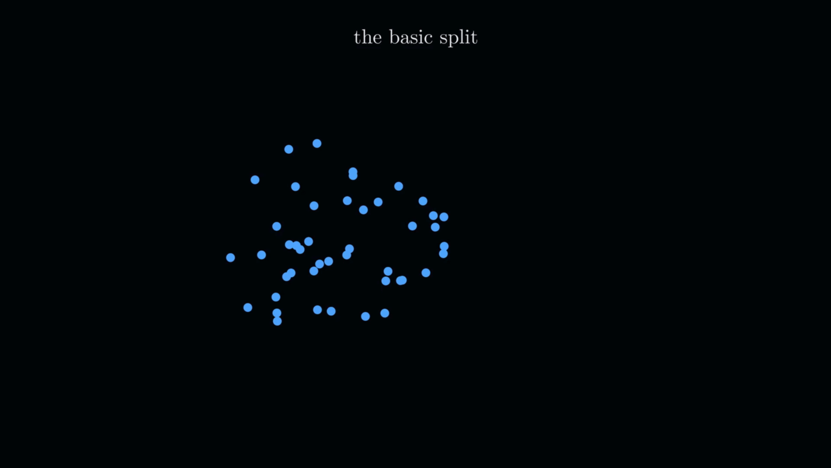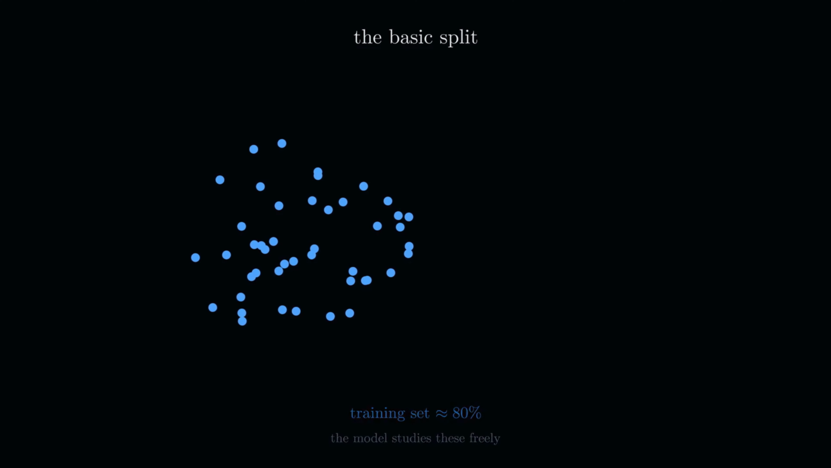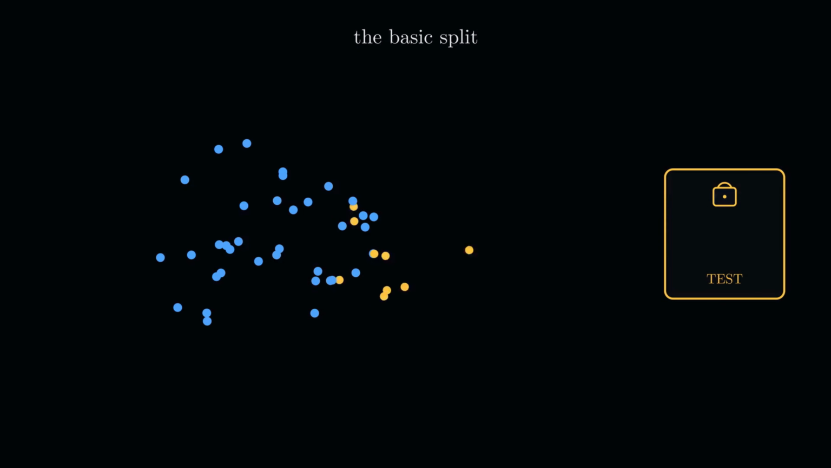The big slice, usually around 80%, is the training set. The model is allowed to study these freely. The remaining 20% we seal away as the test set, and the model never sees it during training. Think of training data as the practice problems and the test set as the final exam. And the whole point of an exam is that you didn't get to see the questions in advance.